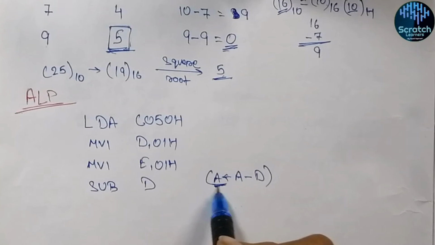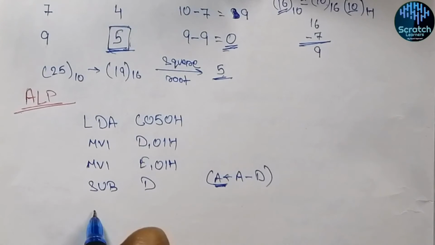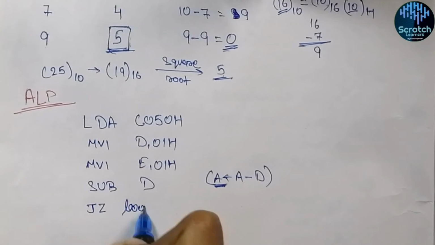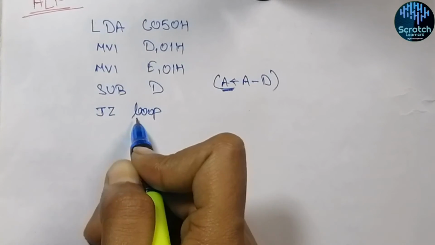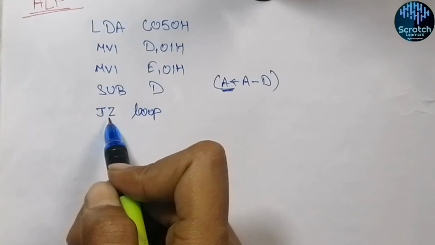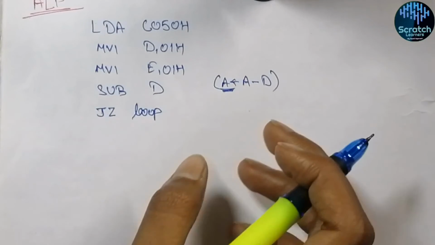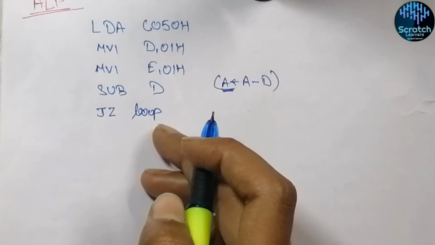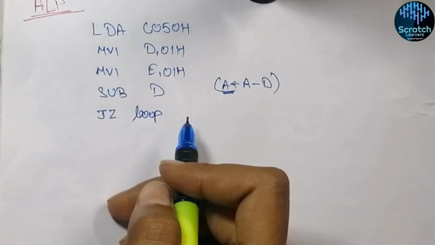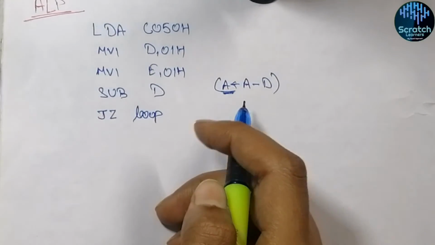Now this content of accumulator is being checked whether it becomes 0 or not. So for that we will use JZ loop. This is just to check whether the content of accumulator becomes 0 or not. If it becomes 0, then it will stop the process, and if it does not become 0, then we will again repeat the process. So for now the content of accumulator is not equal to 0.